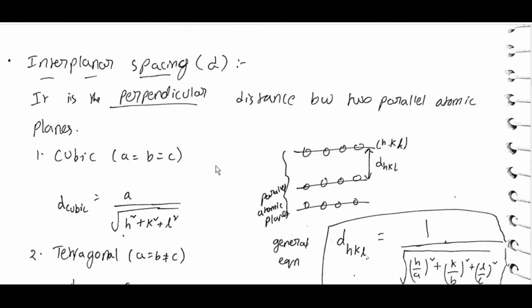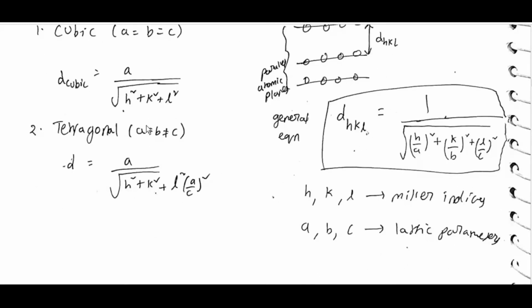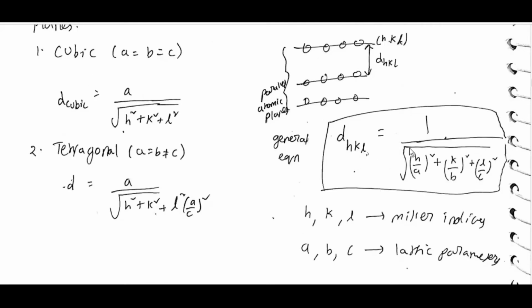Interplanar spacing d is the perpendicular distance between two parallel atomic planes. Cubic: a is equal to b is equal to c. d cubic is equal to a by root of h square plus k square plus l square, d hkl, between parallel atomic planes. Tetragonal: a equal to b not equal to c, d is equal to a by root of h square plus k square plus l square into a by c whole square. General equation: d hkl is equal to 1 by root of (h by a) whole square plus (k by b) whole square plus (l by c) whole square.